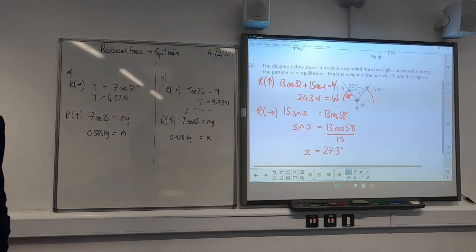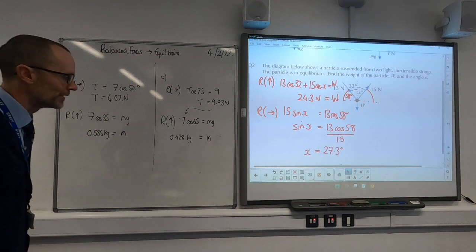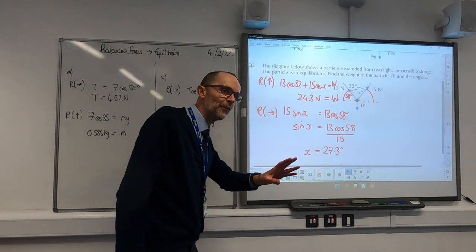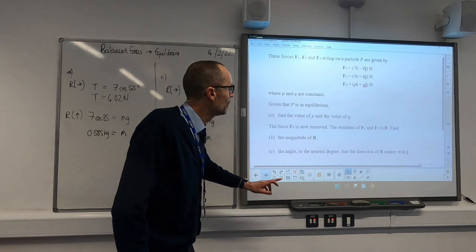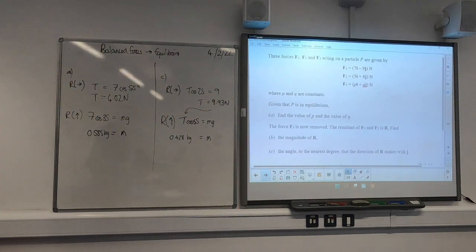So this is the difference between last year and this year. We're still resolving vertically and horizontally. Forces at right angles still have no effect, but we've got angles involved. We have met forces at angles last year. We met them in vector questions.